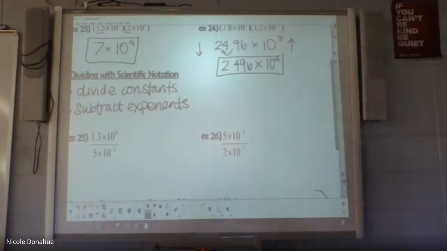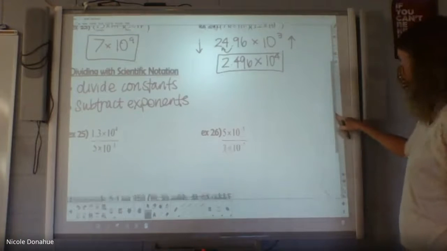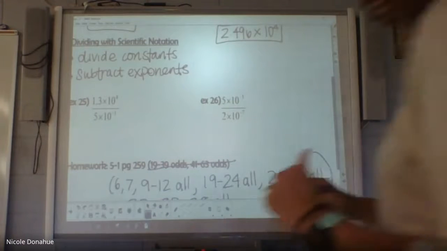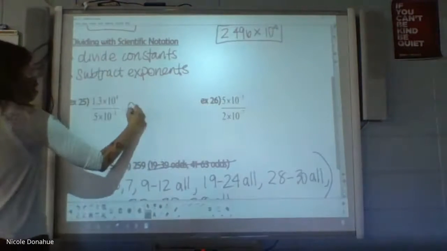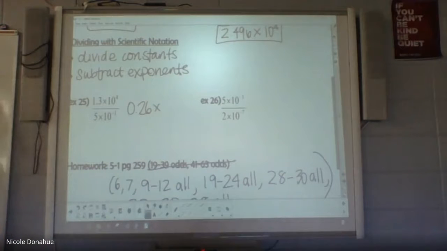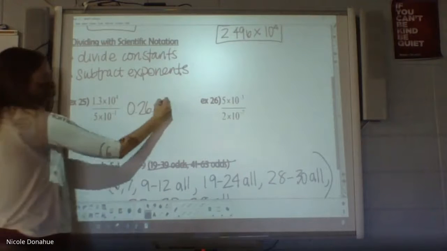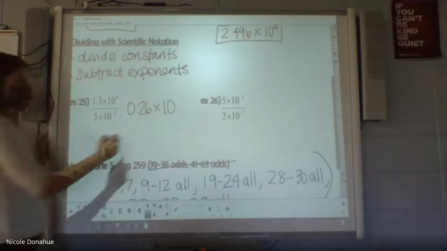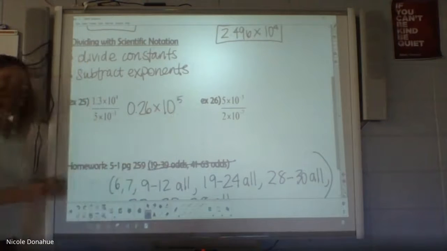So 1.3 divided by 5. I get 0.26. Ten to what power? Yeah, it's going to be the 5th power. Because that 10 to the negative 1 can move to the top and become a positive 10 to the 5th. Or you could do 4 minus the negative 1, so that'd be a positive 5.